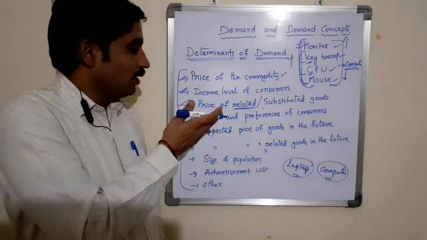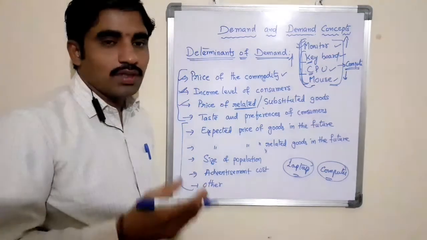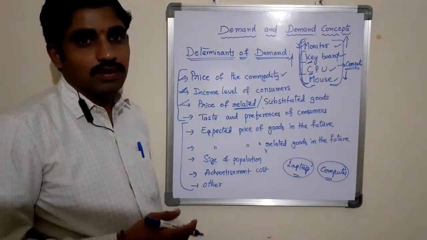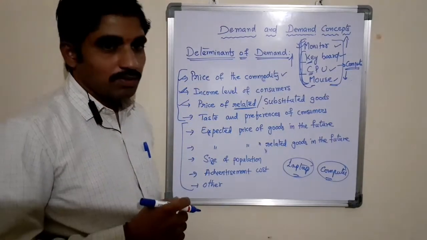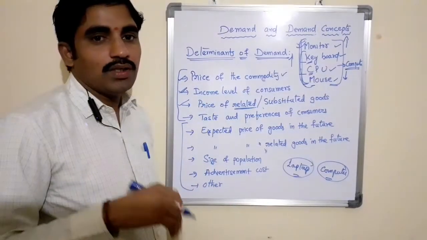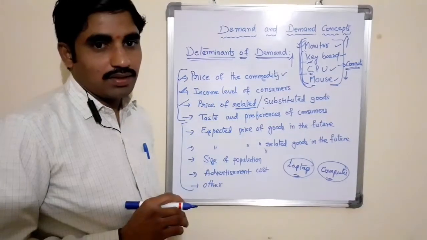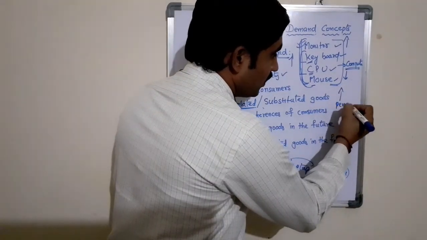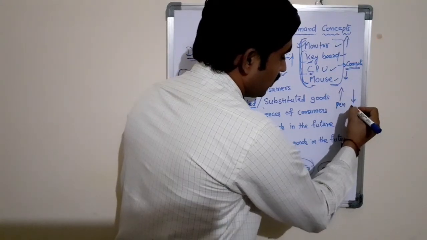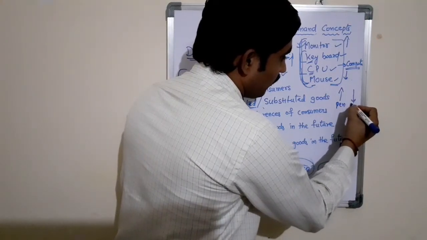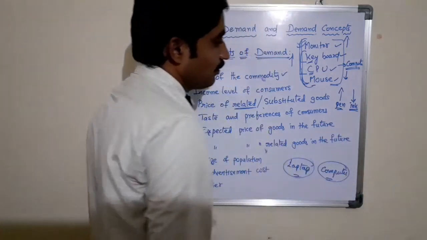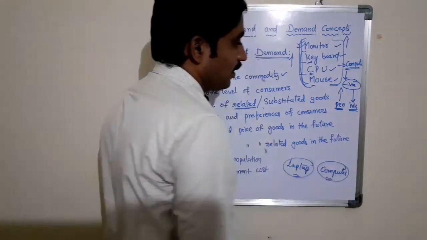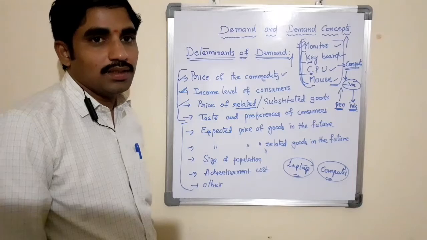This is what is called prices of related goods, substitute goods or complementary goods. This is also one of the most important determinants of demand to analyze. Take one more example, pen and ink. If you want to use a pen, you need to purchase ink. So here, if the price of pen increases, automatically there is a decrease in the quantity demand of ink. There is a negative relationship between the pen price and ink quantity demand.